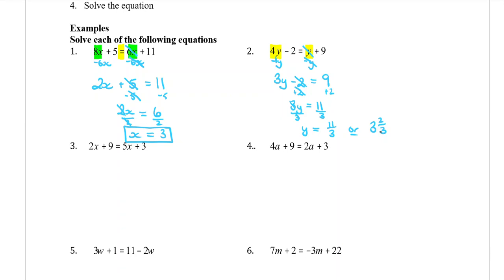Question 3. So let's look at those x's. 2x over here and 5x over here on the right. I want to get rid of this one. What do I do?